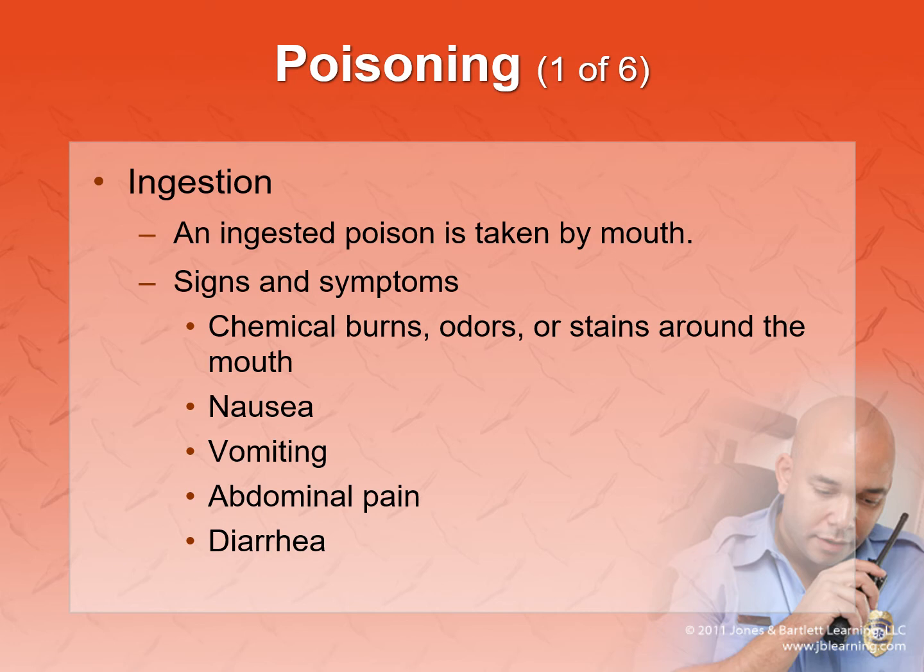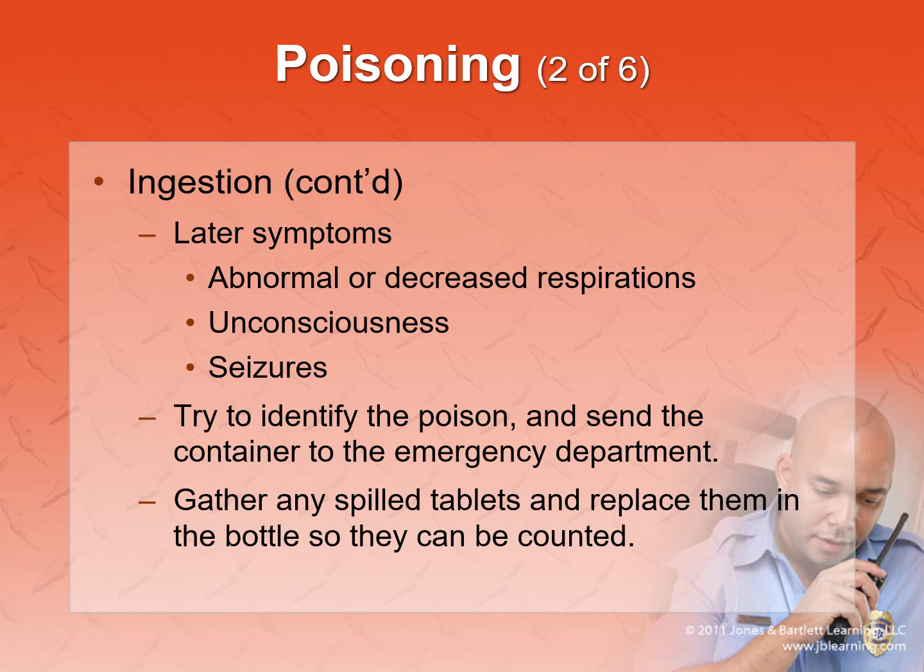So poisoning, yep, it happens. Once again, children like to eat a lot of stuff, so you can look for chemical burns and stains around the mouth, nausea, vomiting, abdominal pain, diarrhea. All that stuff can be if they ingested something bad. Worst case scenario, you're going to have breathing issues, unconsciousness, seizures. Try to identify the poison if you can. Scene safety, of course. And if there are just random pills lying around, grab them, and you can take them to the hospital with you.